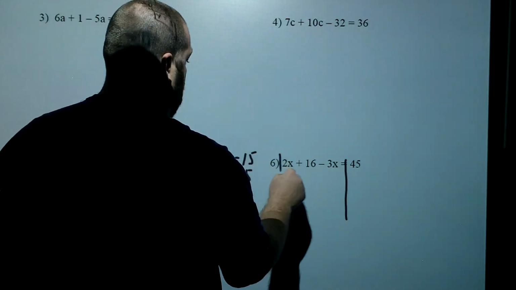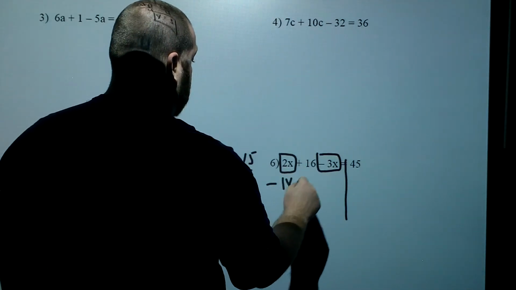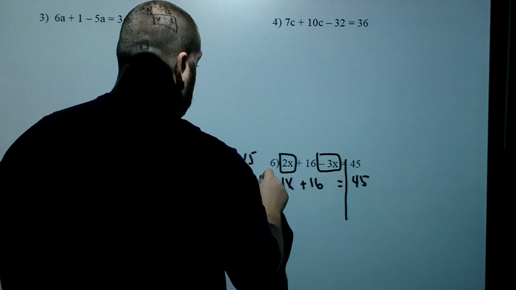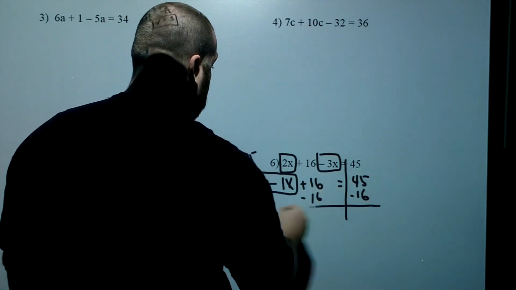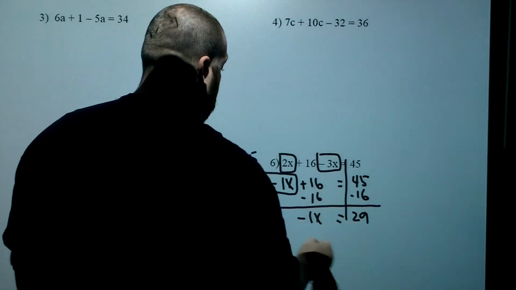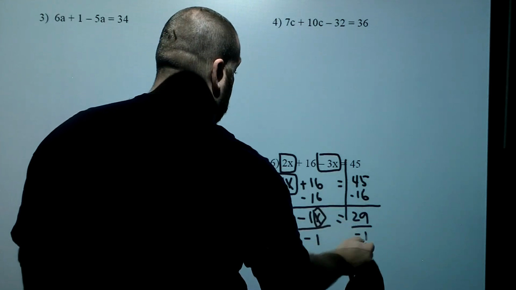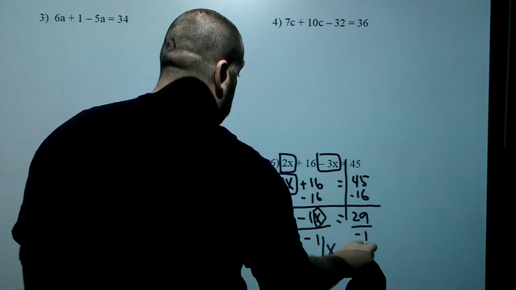Number 6, 2x and negative 3x combined together give you negative 1x plus 16 equals 45. I subtract 16 on both sides. Negative 1x is 29. Divide by negative 1, whatever's in front of x. So x is negative 29 for the answer.